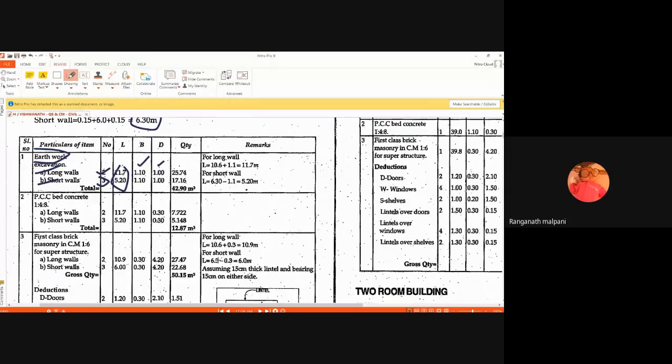Whether you can identify from the cross section. Yes, sir. Okay, so those things you have written in long wall and short wall, B and D quantities. You have not written the length. So how these things are calculated, you will see. Okay, so come to this one. Center to center of long wall is how much you have calculated? 10.6, very good.